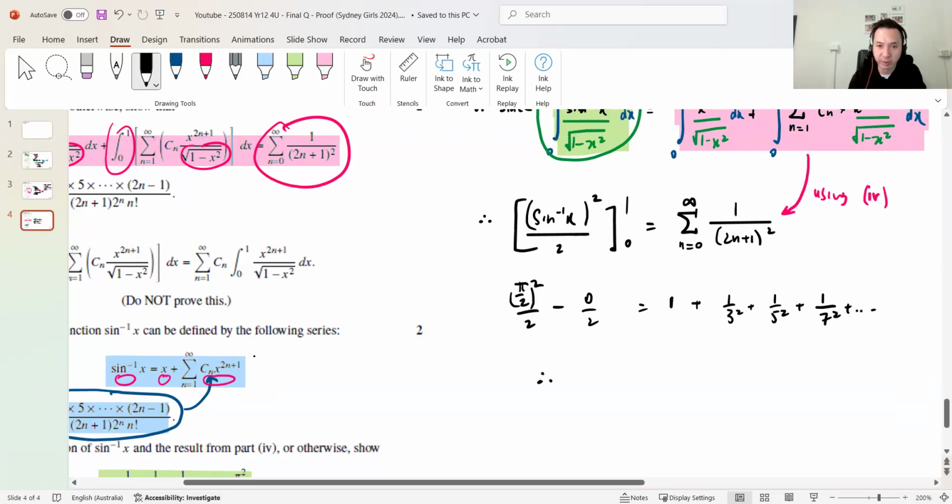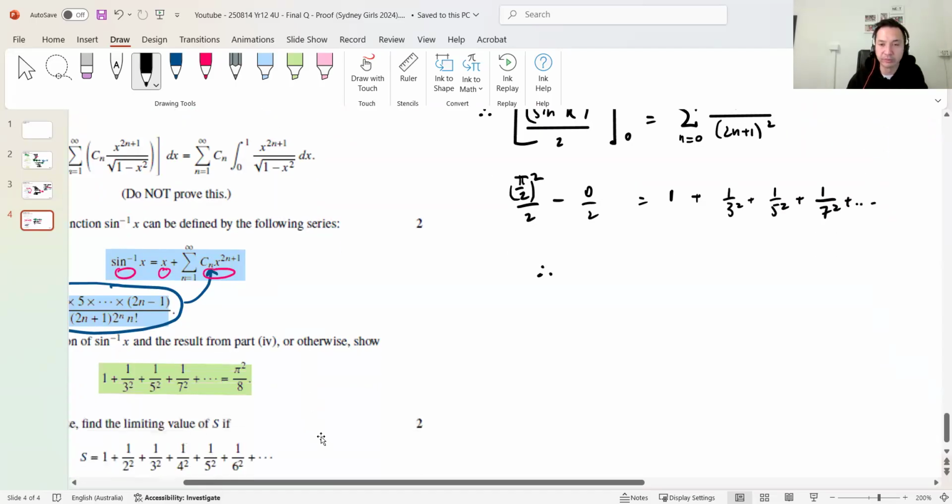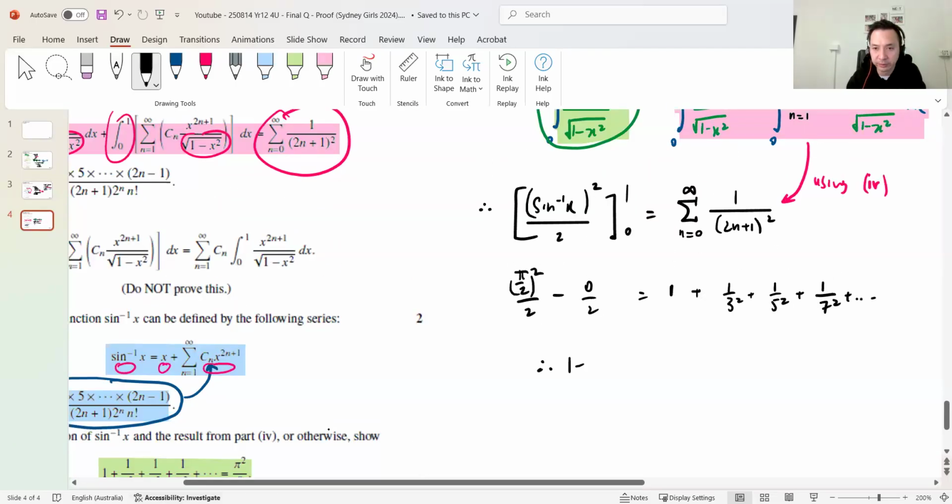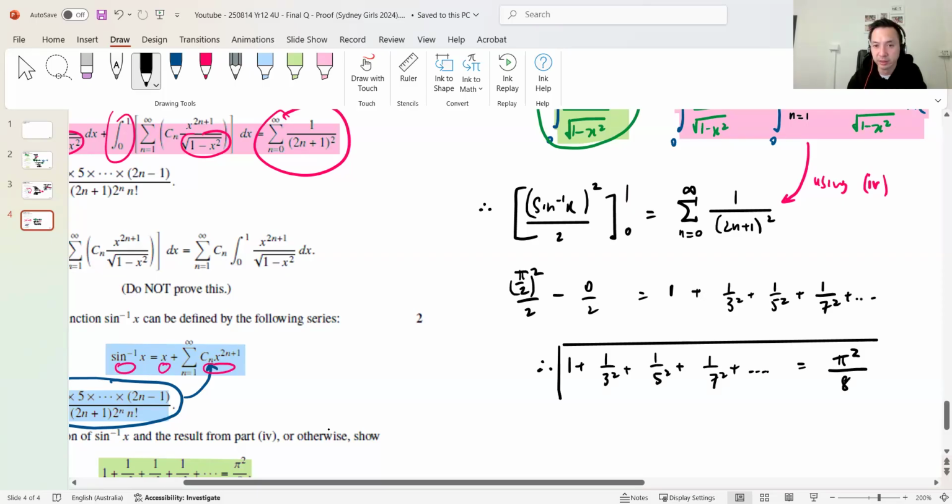And therefore, that's pi on 8, right? Pi squared on 8, perfect. 1 plus 1 on 3 squared, 5 squared, plus 1 on 7 squared. So pi squared on 8. Damn, guys, that was nice. So we're 10 marks in, got 2 more marks to clean this question up, finish it off.